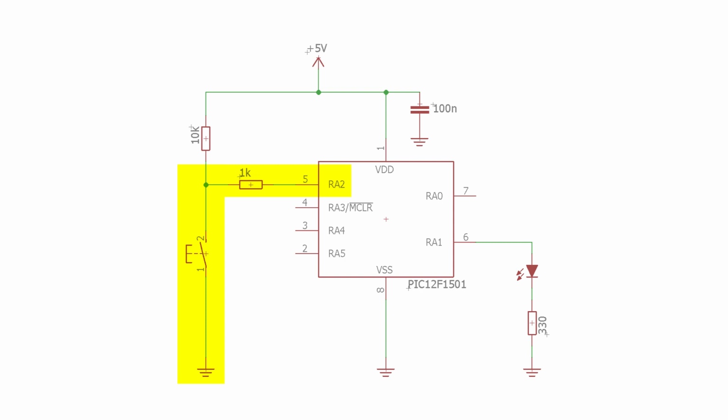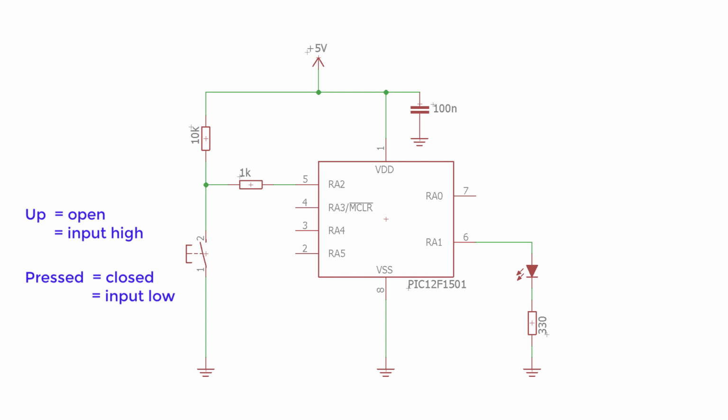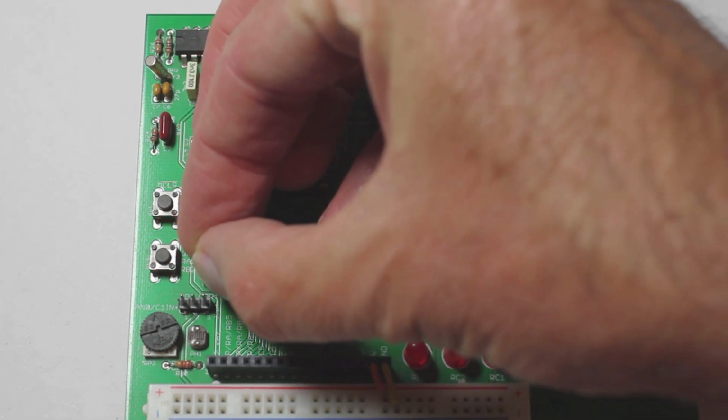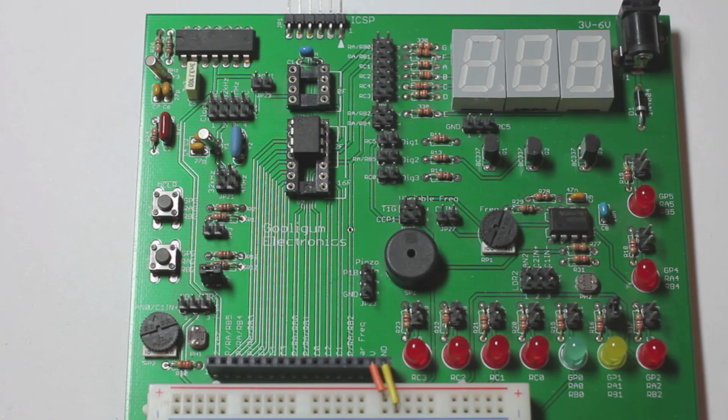When the button is pressed, RA2 is pulled down to ground through the switch. Otherwise, it's pulled up to 5 volts through the 10K resistor, which is why resistors like that are called pull-up resistors. So, RA2 will be high when the switch is open, and low when the button is pressed. To build this circuit with the PIC training board, leave it set up as before, but also close jumper JP7, which brings the 10K pull-up resistor into the circuit.